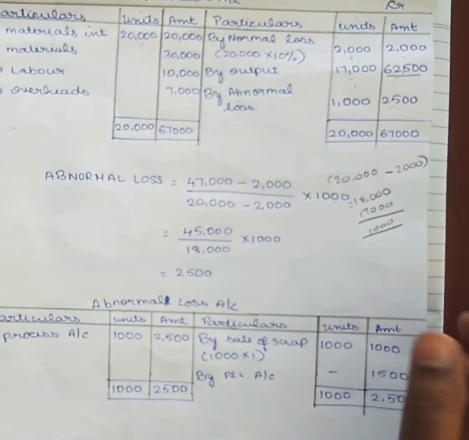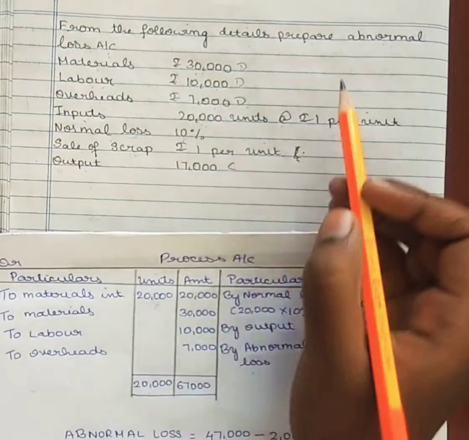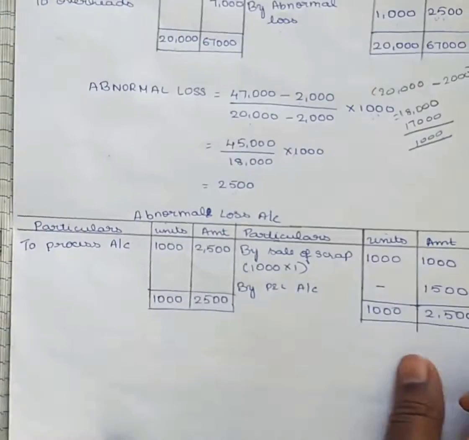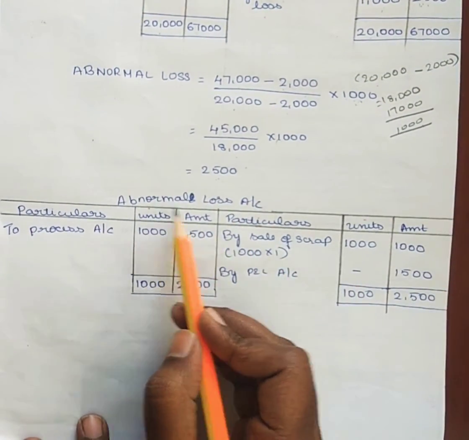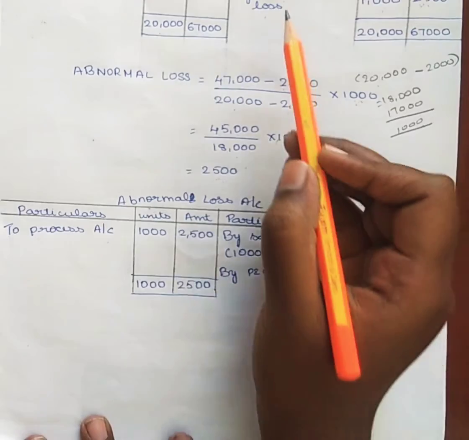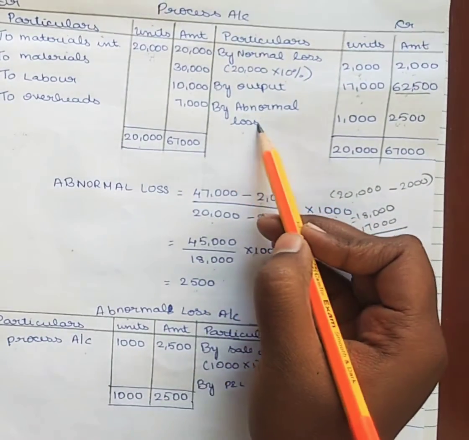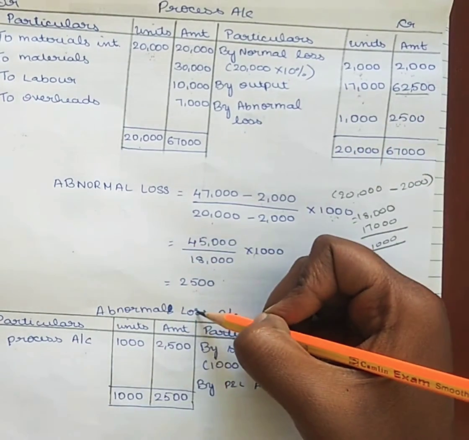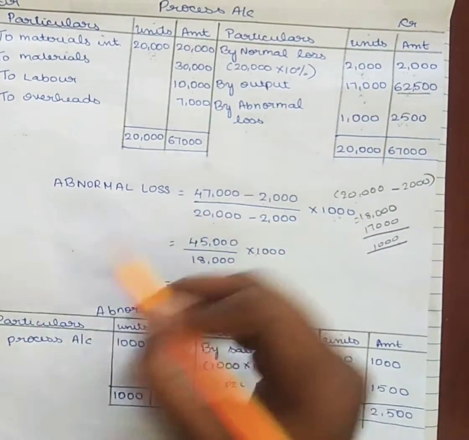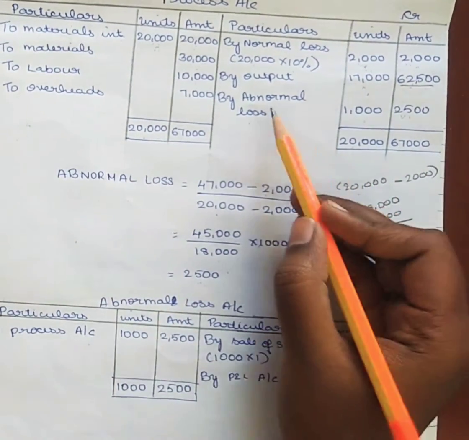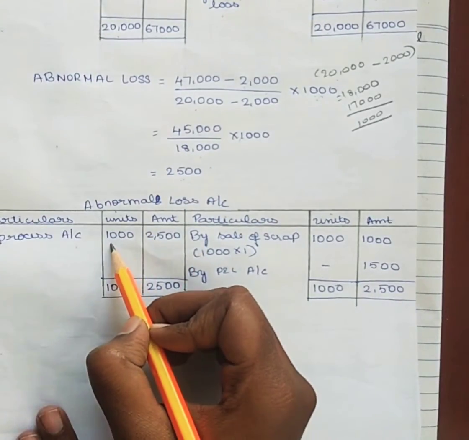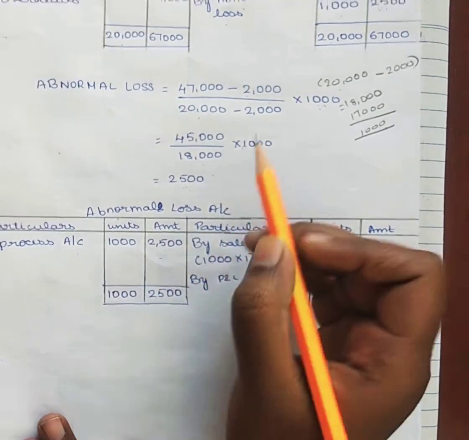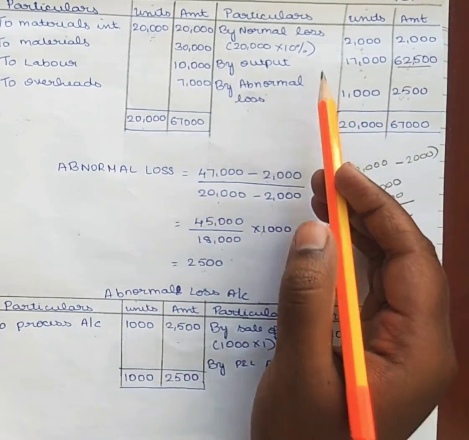Next we need to move on to the abnormal loss account, because what they have asked in the question is: prepare abnormal loss account. So we need to prepare abnormal loss account. Now see, abnormal loss account to process account. Now what is the value of abnormal loss? See, if abnormal loss is appearing on the credit side of process account, in the abnormal loss account this will appear on the debit side. It is just the opposite. Okay. So what is the value of abnormal loss? 1000. And what is the amount? Amount is 2,500, which I am carrying forward from this particular process.